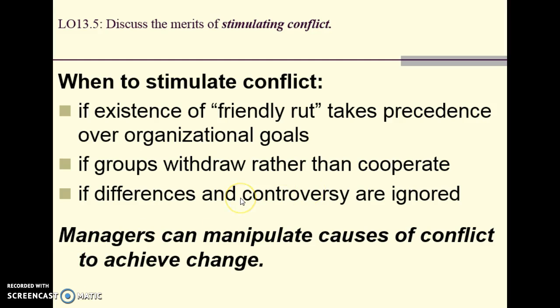When to stimulate conflict? If the existence of friendly rot takes precedence over organizational goals. If groups withdraw rather than cooperate. If differences and controversy are ignored. Managers can manipulate causes of conflict to achieve change.